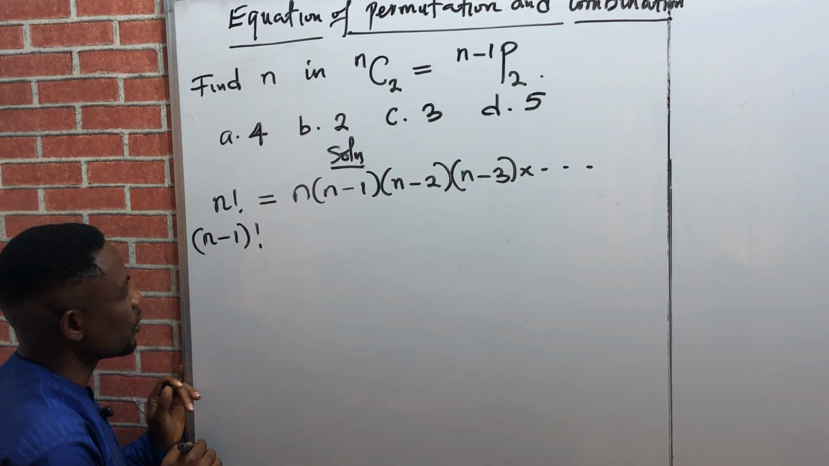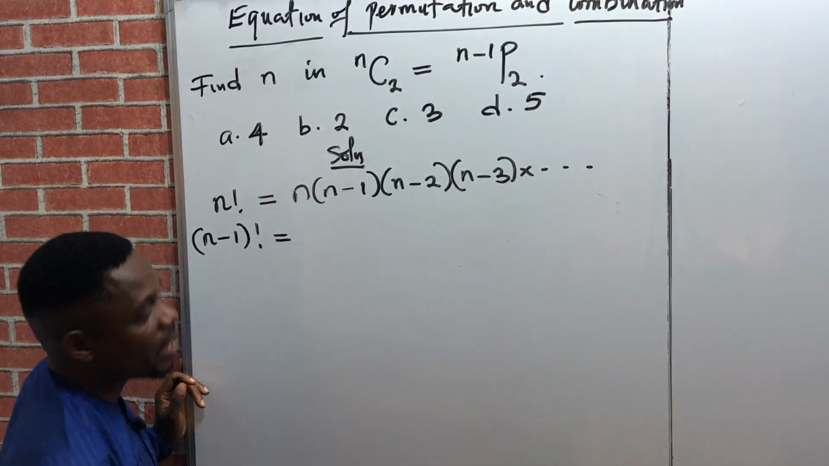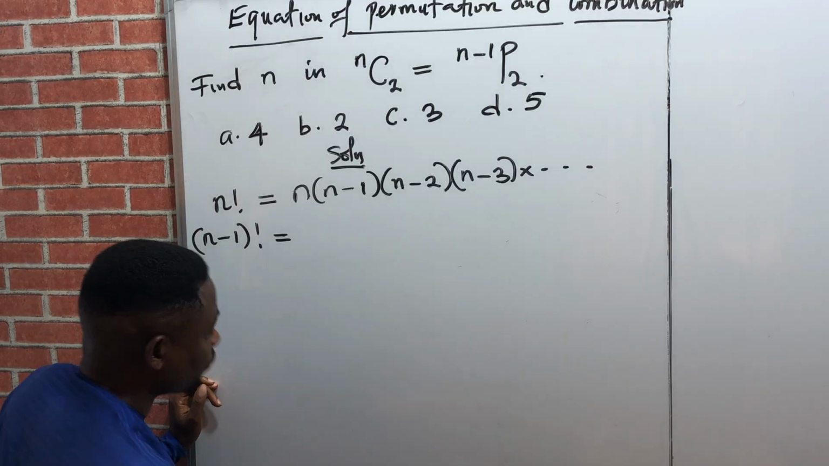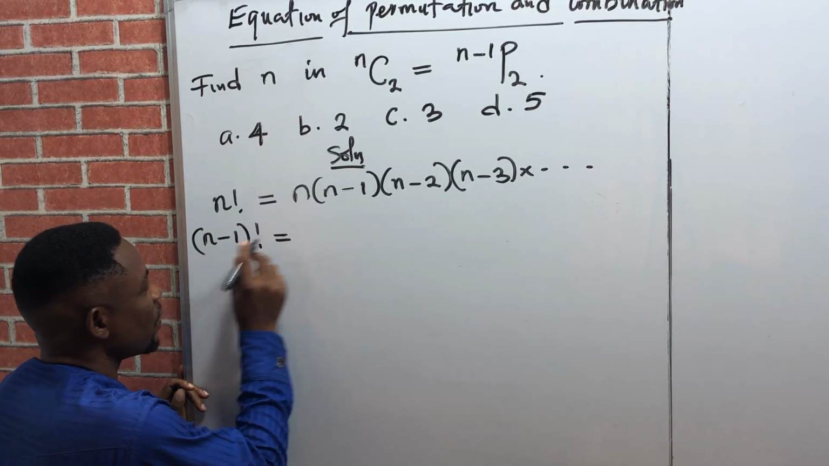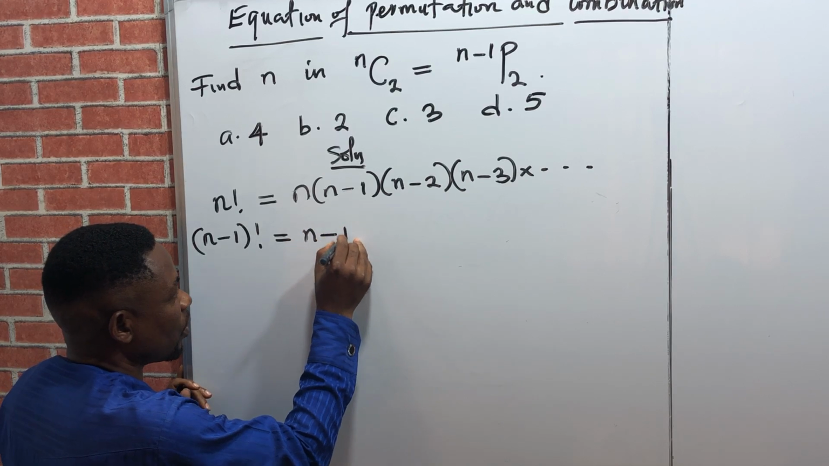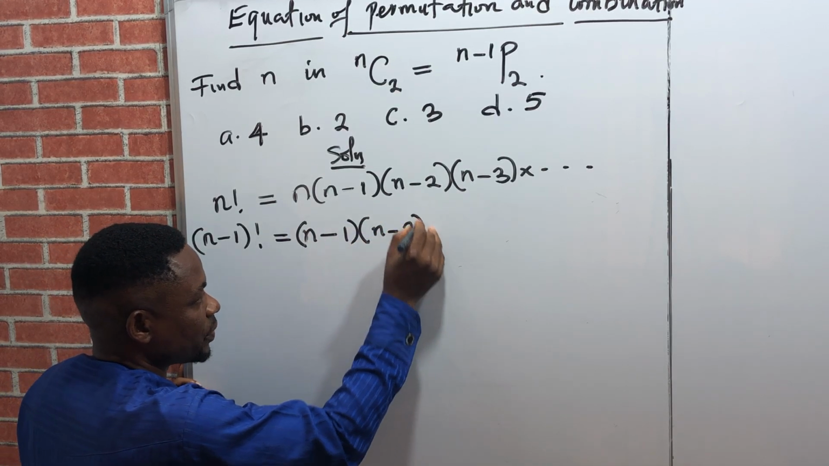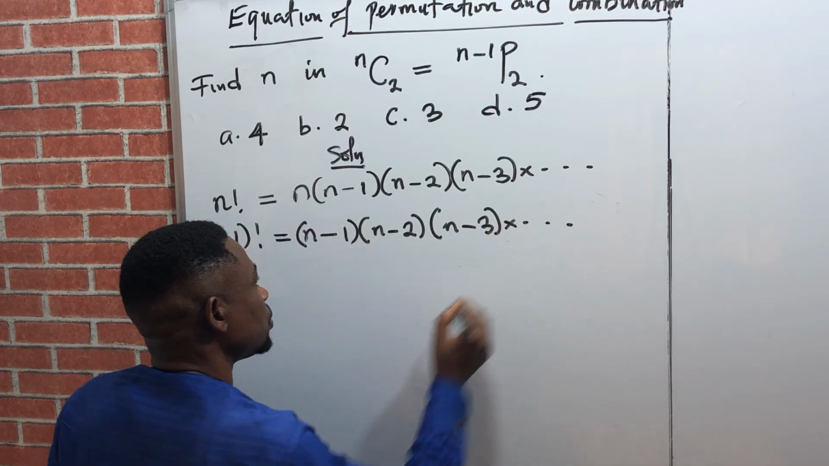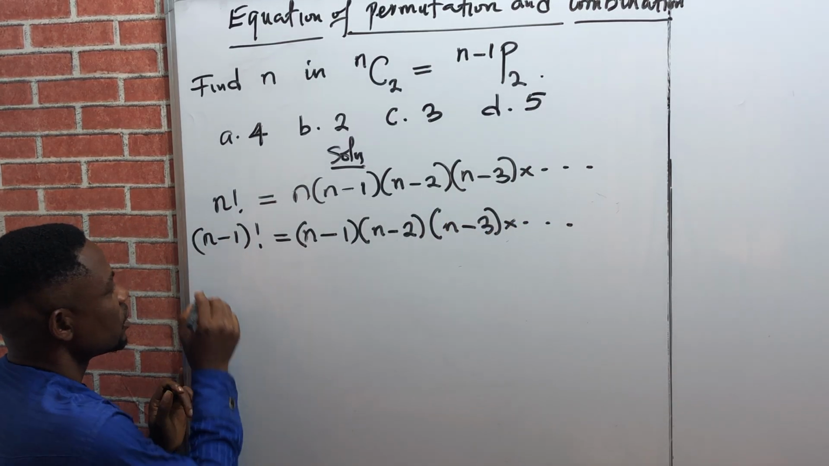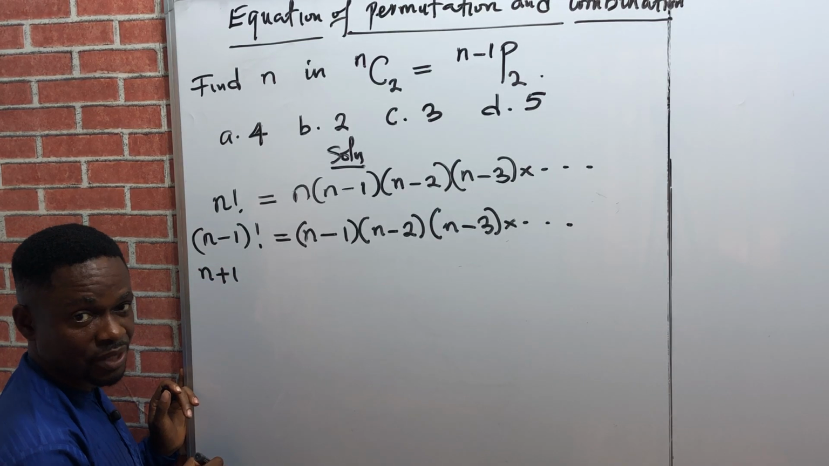Then let's assume that another one is given like this. Watch. n minus 1 factorial. Now in expanded form, how do we expand n minus 1 factorial? We start with the given value. Now the given value there is n minus 1. It will now decrease to n minus 2. Are you there? Decrease to n minus 3. And continue to infinity.